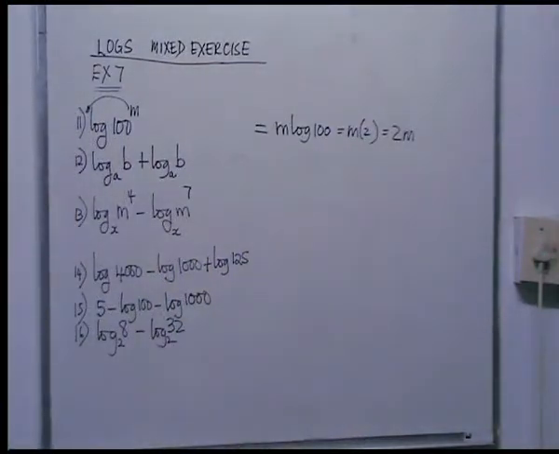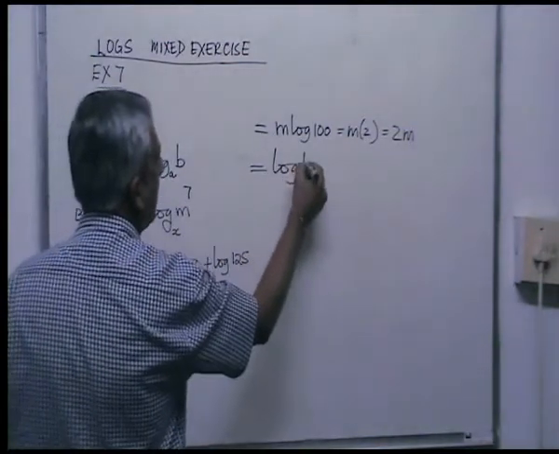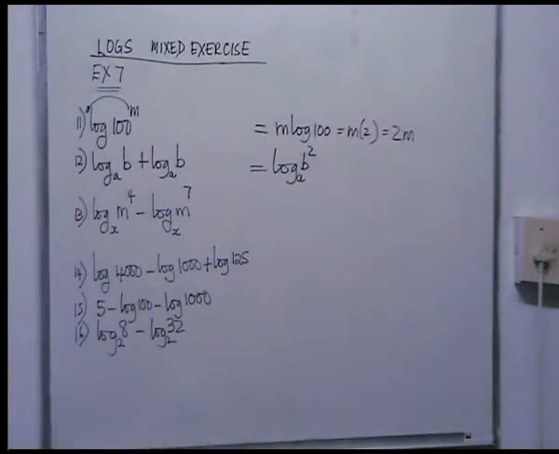Right. Let's look at the next one. There's a plus sign and both the bases are exactly the same. Therefore, I can multiply these two numbers. Now this is b and that is b. So if I multiply b times b, I will get b squared. So this answer is log b squared to the base a. You see? B times b will give you b squared on the base a.